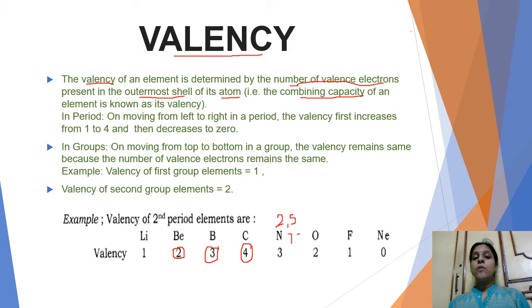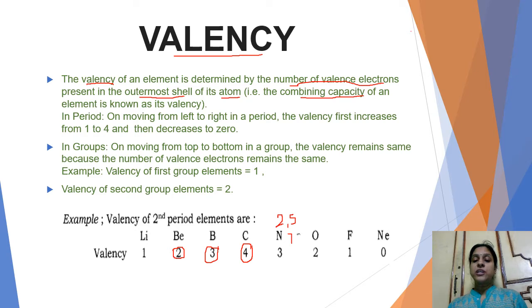Now if the electrons present in the valence shell are more than 4, please note down here that the valency is calculated by subtracting the number of valence electrons from 8. Valency in that case is equal to 8 minus valence electrons. So nitrogen had 5, so 8 minus 5 is equal to 3.